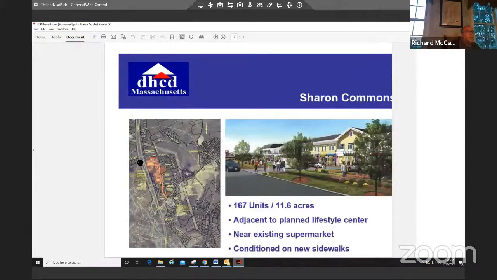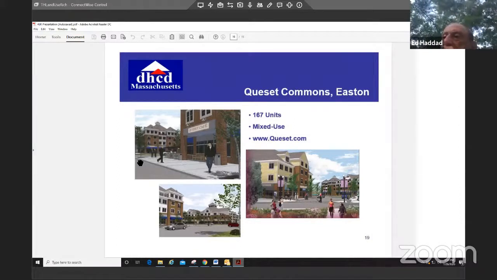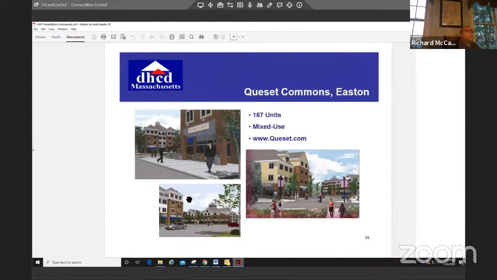So again, this is just a pictorial representation of Sharon. I think we touched on the one in Easton last time, and this one actually is constructed. If there is interest in the town, it'd probably be nice to take a road trip, potentially, if we give consideration to it, to walk around and get a feel for it, because it is relatively close to us. And that's it for the slide.